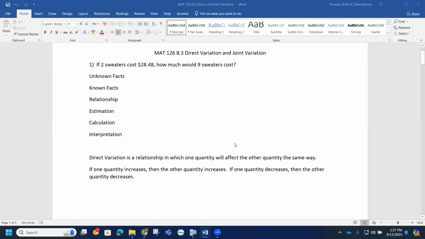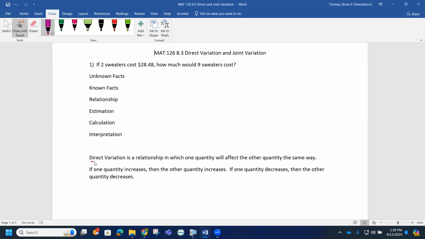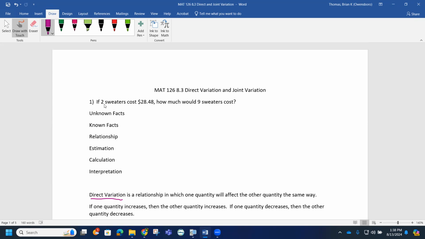So first off, when we talk about direct variation, what is it? Direct variation is a relationship in which one quantity will affect the other quantity the same way. In other words, if one quantity increases, then the other quantity increases. Or vice versa, if one quantity decreases, then the other quantity decreases. So if you look at this problem, if I buy more sweaters, would the cost go up? Yeah. So this is described as direct variation.